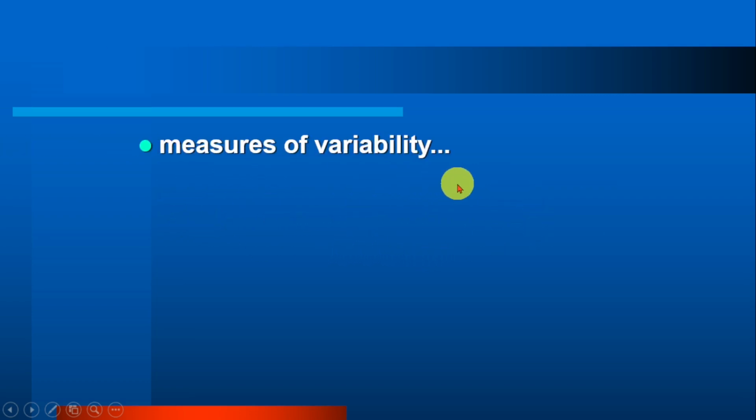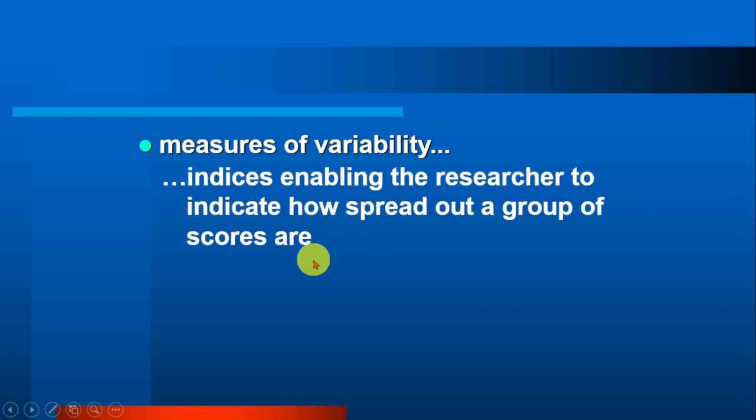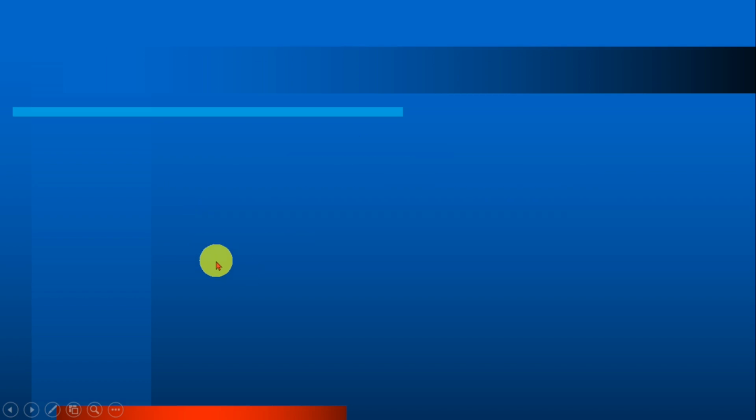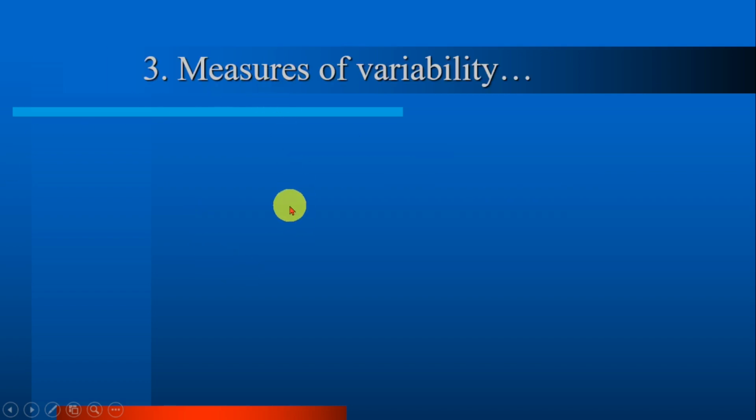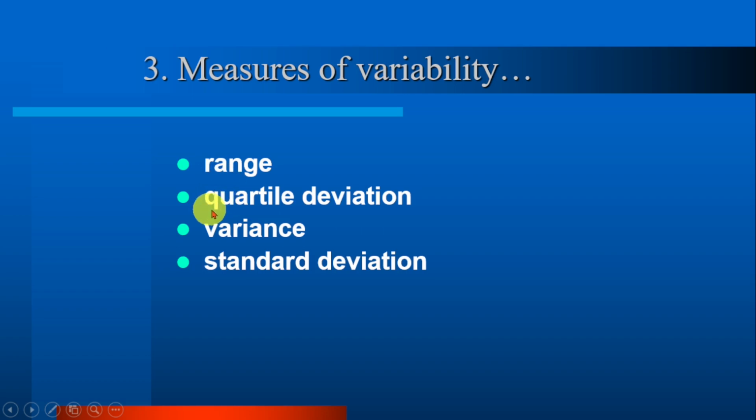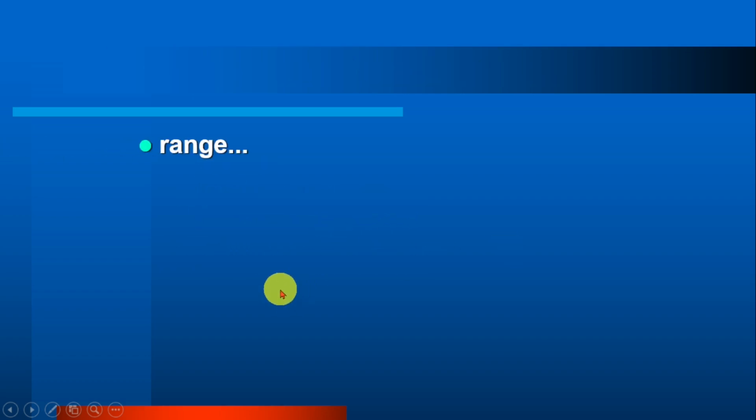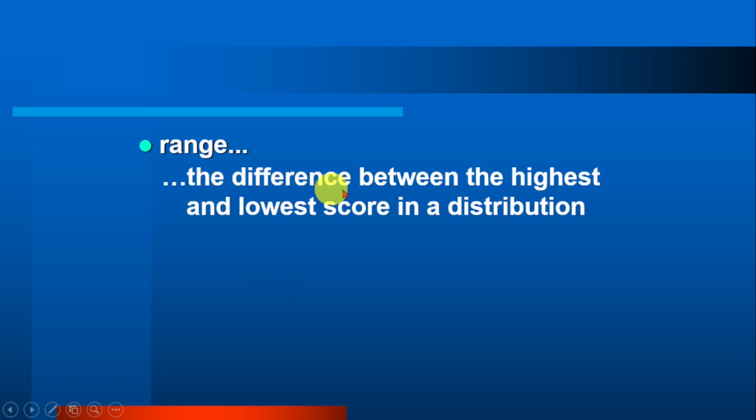Next, measures of variability. These indices enable the researcher to indicate how spread out a group of scores is. So it tells us the spreading of the data. Measures of variability include range, quartile deviation, variance, and standard deviation. Range: the difference between the highest and the lowest score in a distribution is called the range.